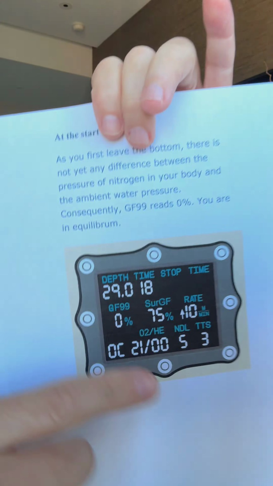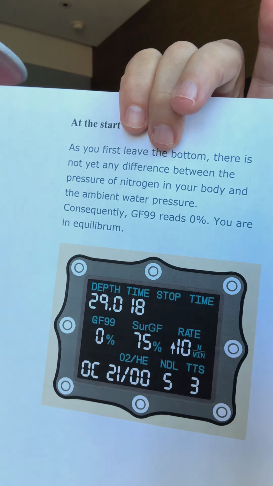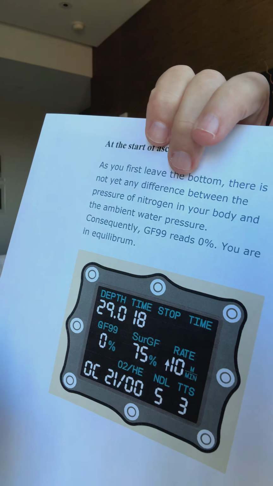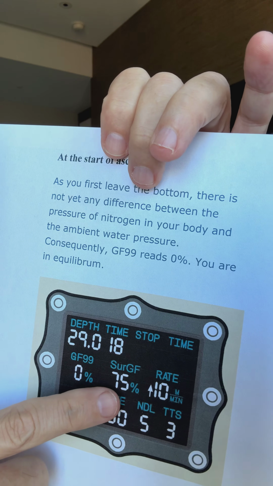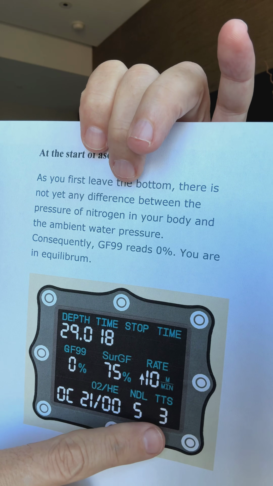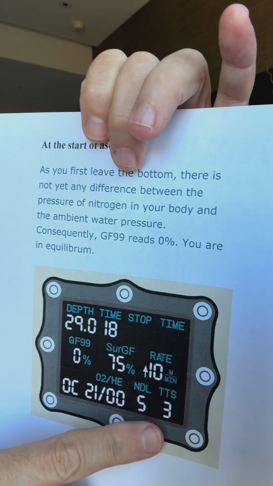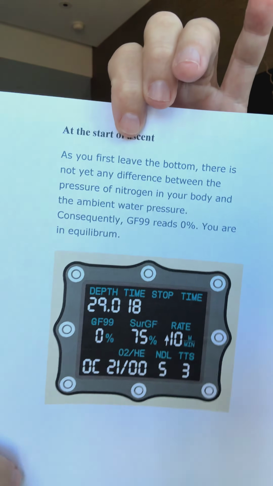As you first leave the bottom, there is not yet any difference between the pressure of nitrogen in your body and the ambient pressure of the water. So gradient factor 99 says 0. You're in equilibrium. You're not taking on more, well, you are taking on more gas if you stay there. Your surface gradient factor is 75%. You're still at the point of being able to go directly to the surface in 3 minutes. Okay, that's right at the start of your ascent.